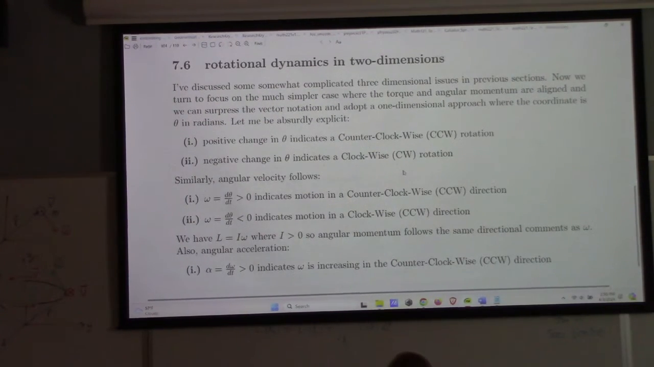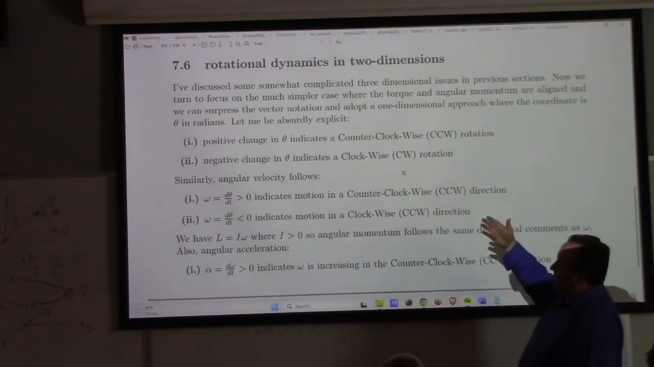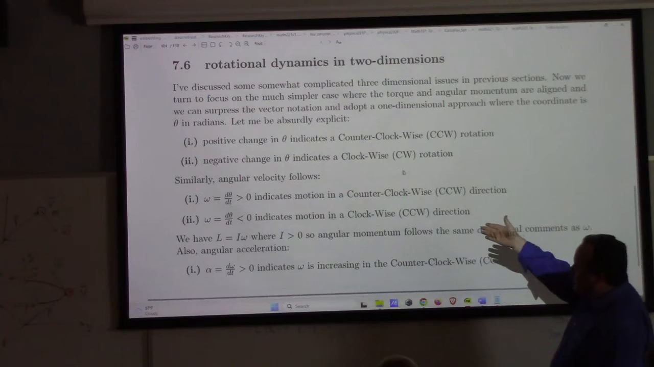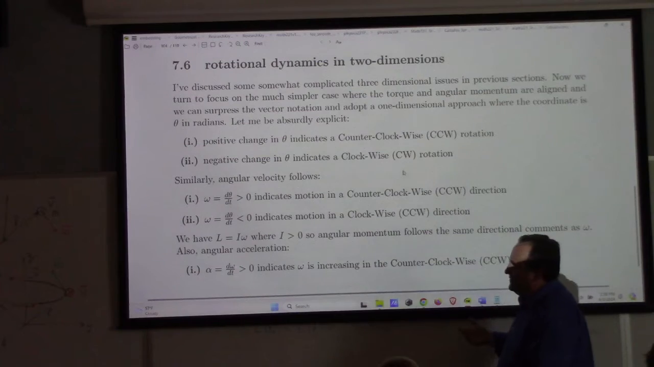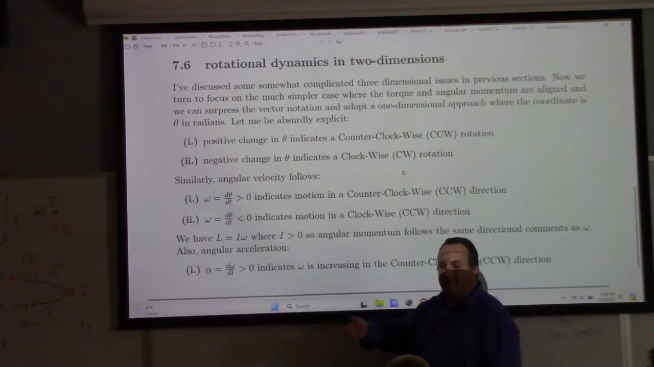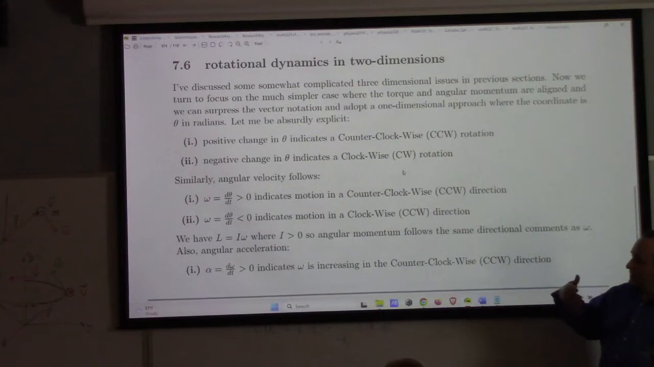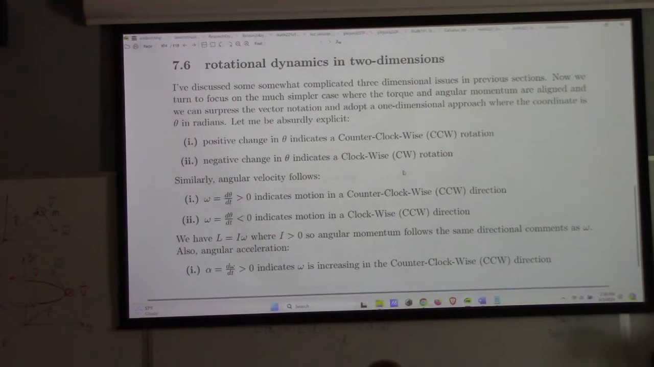I would much prefer to think about rotations as they're happening in the plane, which means that rotational motion is essentially a one-dimensional problem, right? Where counterclockwise direction things are thought of as positive, and clockwise direction things are thought of as negative, all right? So as long as everything's happening in the plane, we can just adopt a one-dimensional perspective, and that's what we'll do. So positive change in theta, counterclockwise, negative change in theta, clockwise rather. If omega is positive, that means that you're increasing in the counterclockwise direction. If omega is negative, you're decreasing in the counterclockwise direction, or equivalently, you're increasing in the clockwise direction, right?